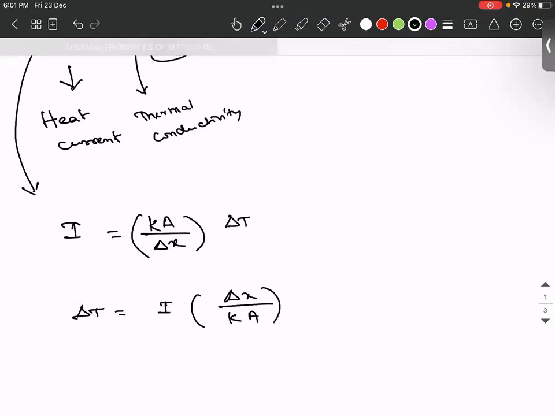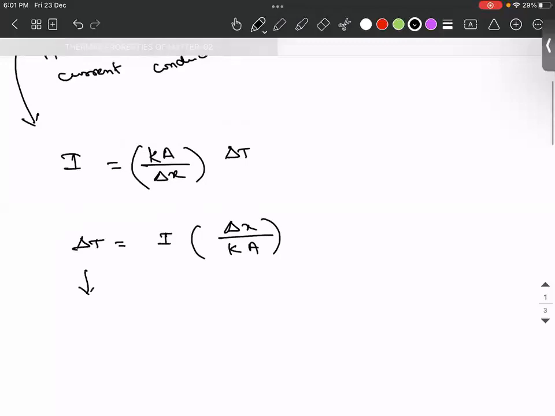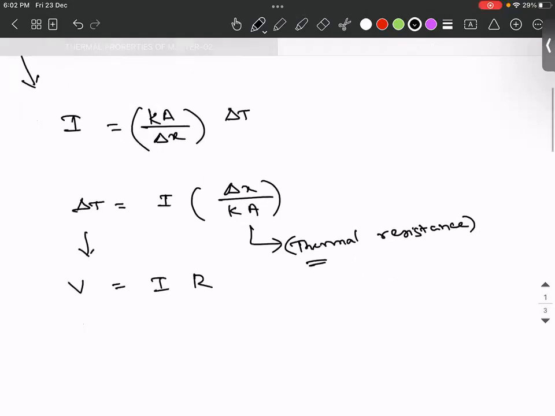If you observe, this is similar to the concept of potential difference equals current multiplied with resistance. So this delta X divided by K into A can be called the thermal resistance. So where R will be equal to delta X divided by K into A.